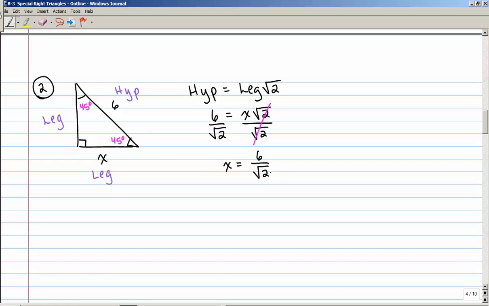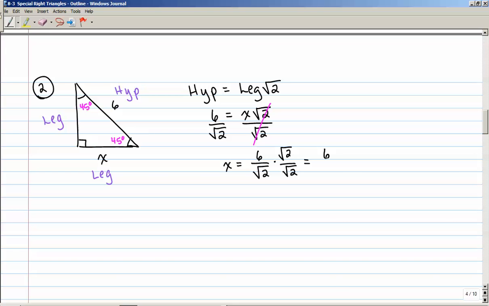Now, if you remember from algebra, we cannot have a radical in the denominator. We can't have a square root in the denominator of a fraction. So I need to rationalize my denominator by multiplying the top and bottom by the square root of 2.